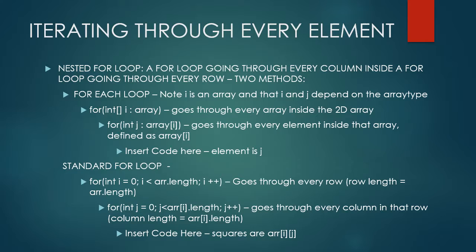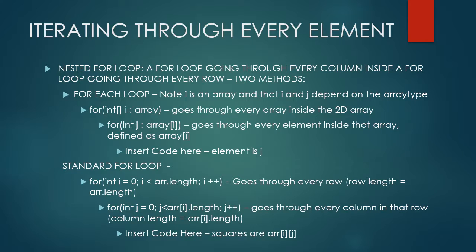There are two types of for loops, a for each loop and a standard for loop. The for each loop goes through every single array inside the array of arrays, and then through every single element inside that single array. In the example here, i represents the array forming the row and j represents the element itself. Note that the variable types i and j depend on the type of the 2D array, and the type of i is an array.